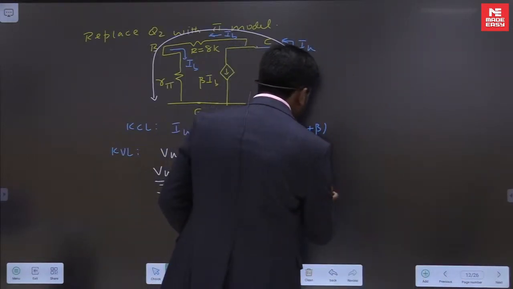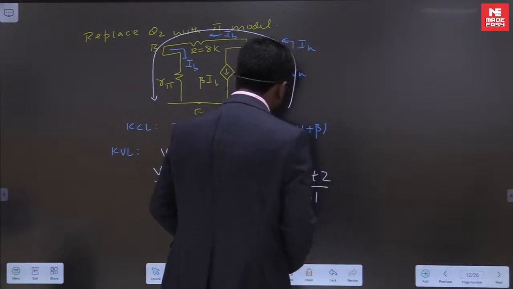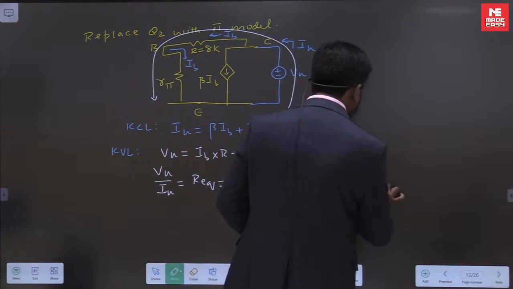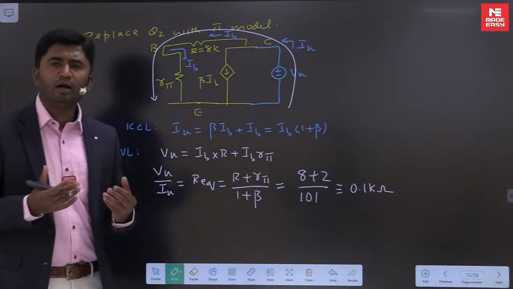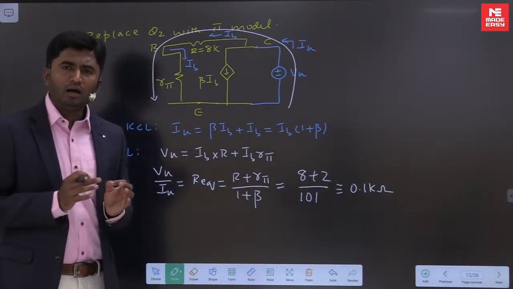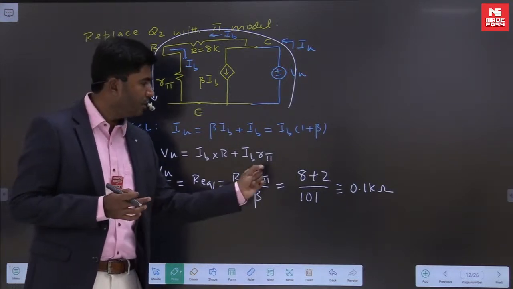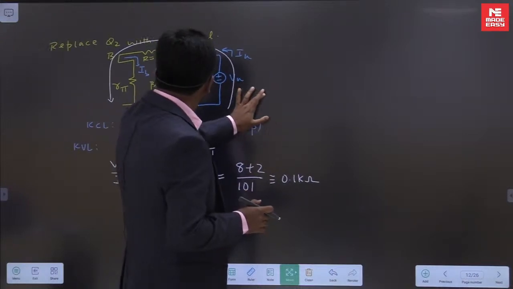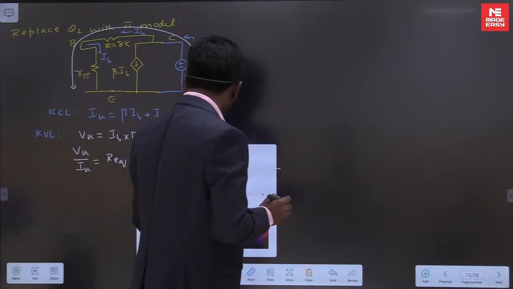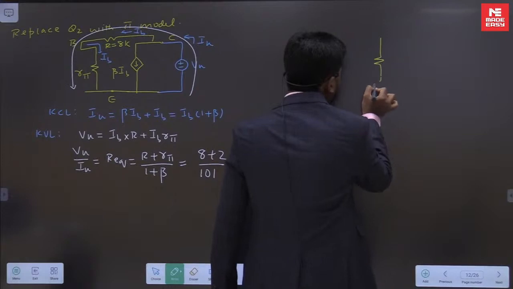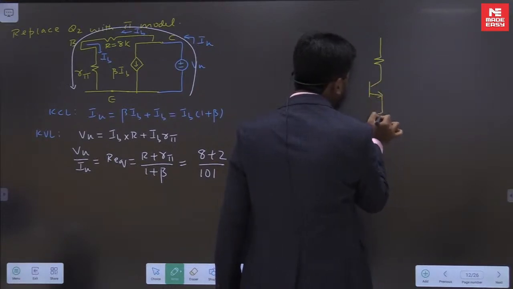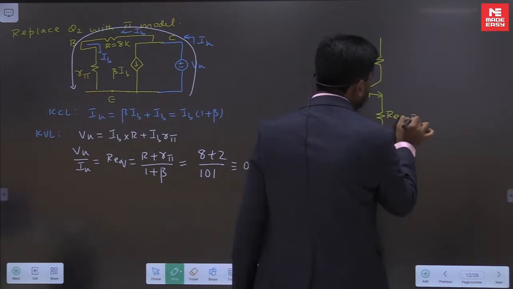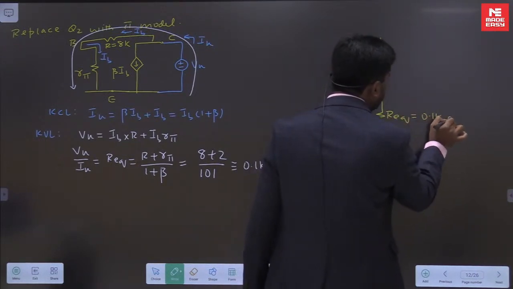R pi, 2 kilo ohms, divided by 101 will be approximately 0.1 kilo ohms. R equivalent of Q2 is 0.1 kilo ohm. Now we can redraw the given amplifier in this way. That given amplifier can be redrawn like this. We replace Q2 with R equivalent 0.1 kilo ohm.